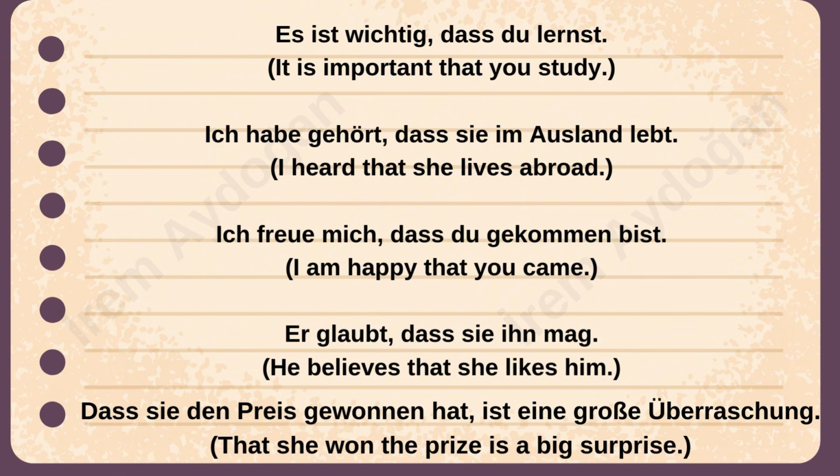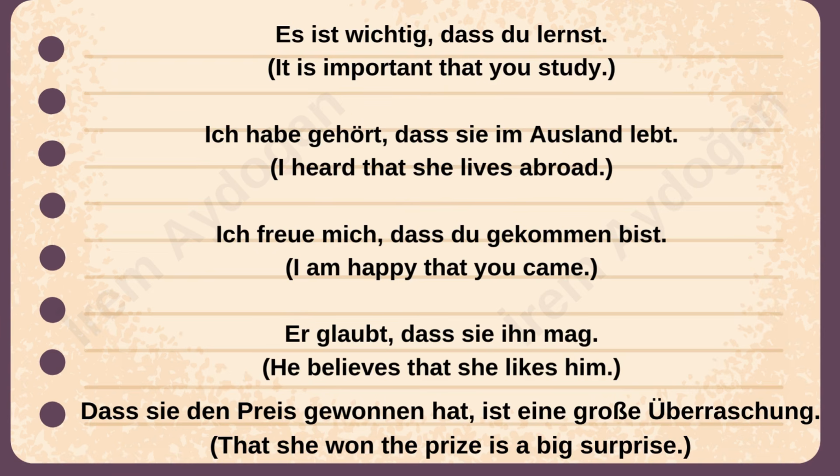And the next one, er glaubt, dass sie ihn mag. He believes that she likes him. And the next one, dass sie den Preis gewonnen hat, ist eine große Überraschung. That she won the prize is a big surprise. And you can also have the subordinate clause in the next part, of course.